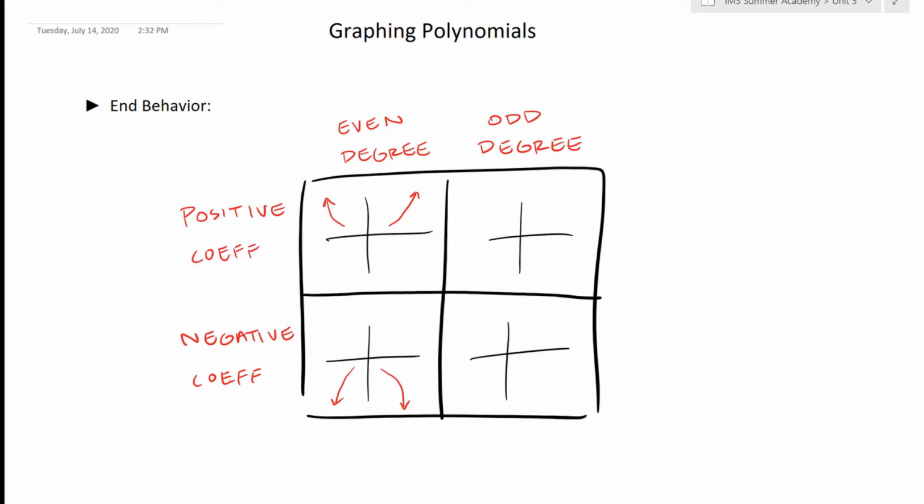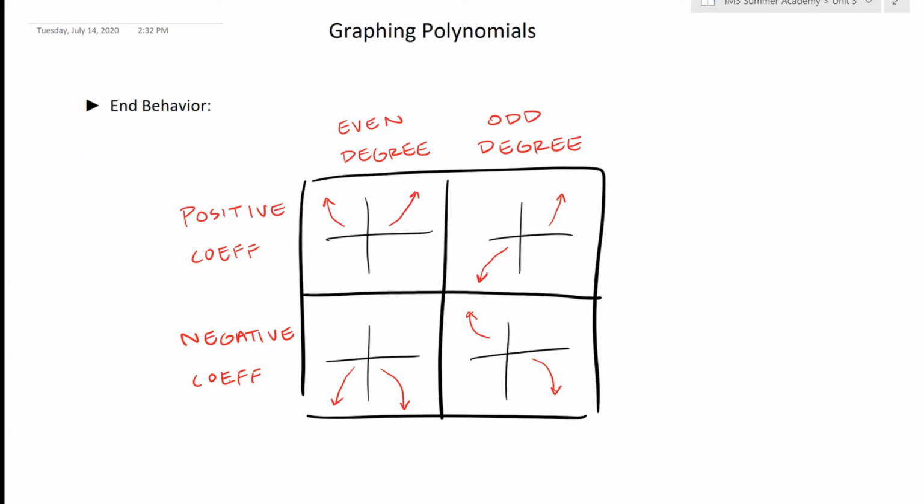Now, if it's odd, exponent 3, 5, 7, 9, and so on, the arms are going to go opposite directions. And if it's positive, it's going to go from low to high. And if it's odd and negative, it's going to go from high to low. And I'm not connecting these because of all the possible twists and turns there could be in between.